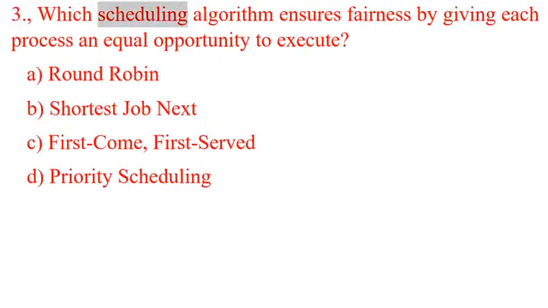3. Which scheduling algorithm ensures fairness by giving each process an equal opportunity to execute? A. Round robin. B. Shortest job next. C. First come, first served. D. Priority scheduling. Your time starts now.